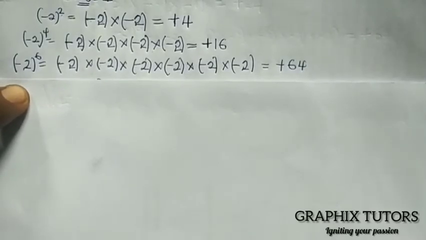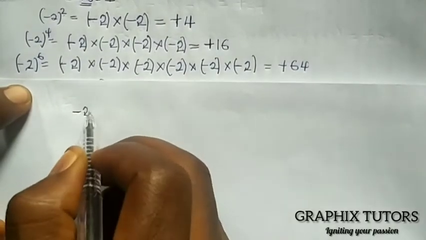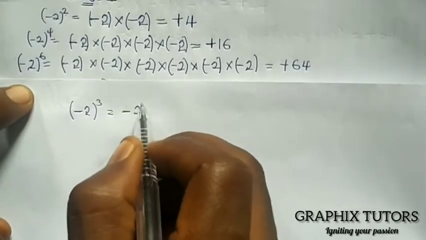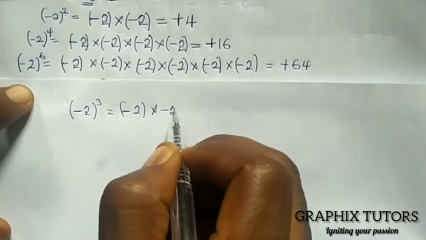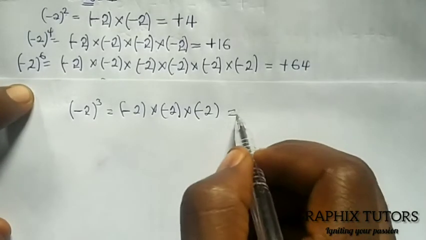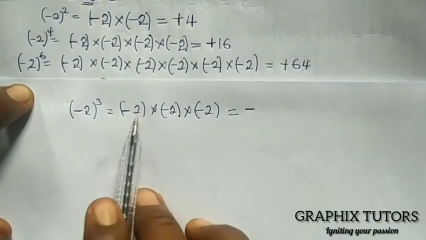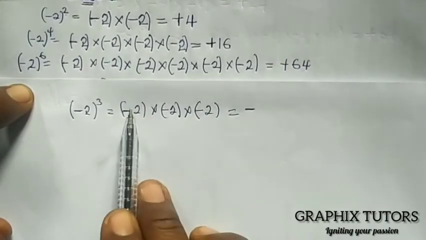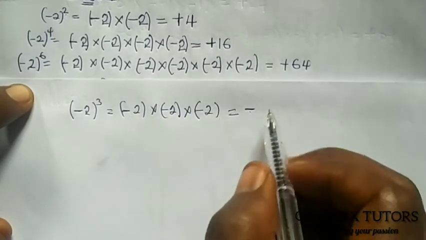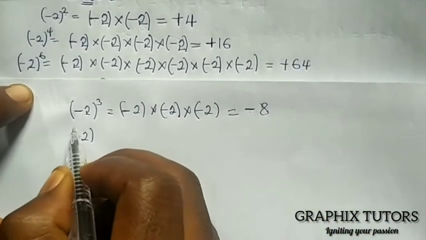Maybe we're having minus 2 to the power of 3. And that will give us minus 2 times minus 2 times minus 2. Since it is odd, the answer will always remain negative. So minus minus minus, you count it, the minus is 1, 2, 3. Since it is odd, your answer always remains negative. So 2 times 2 times 2 will give you what? 8.